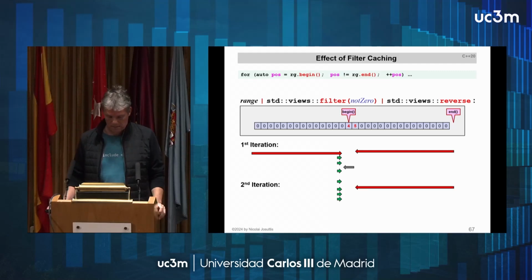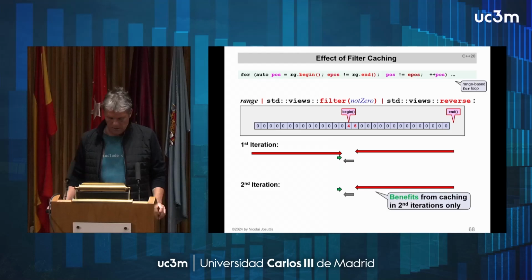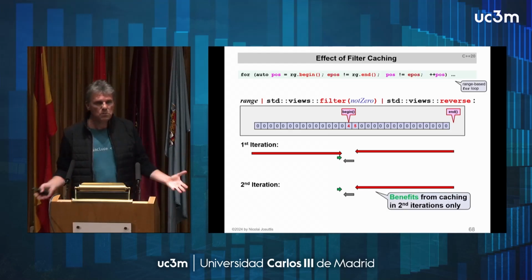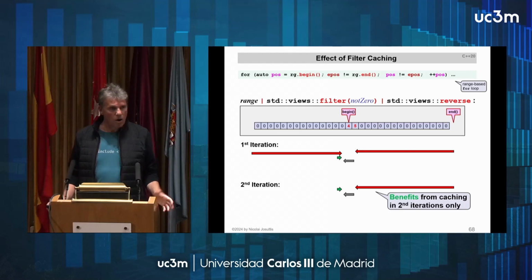That's great. Unless you use the range-based for loop, because the range-based for loop calls begin and end only once, and doesn't call multiple times end. So here, we don't benefit from that, and have the same behavior as before. So in this use case, how can we make this use case fast? That's easy. Implement your own caching.